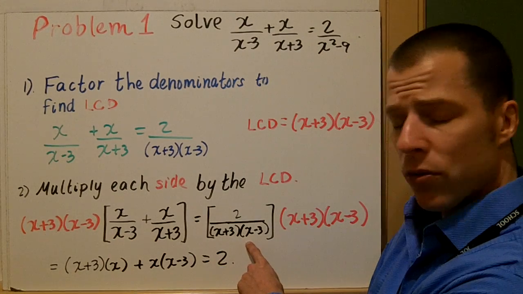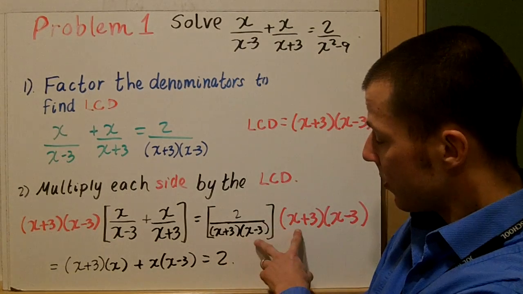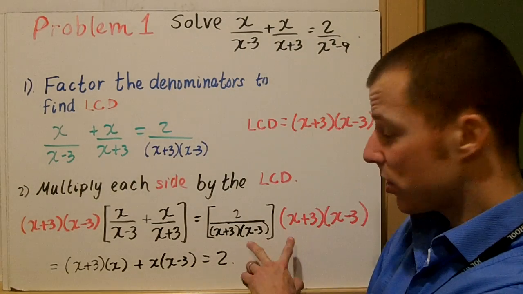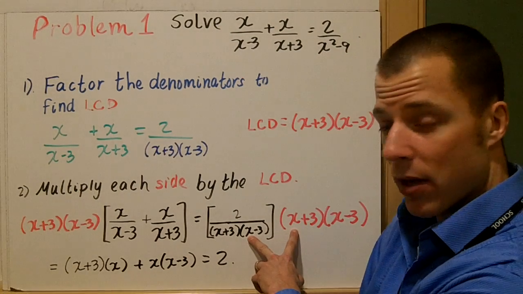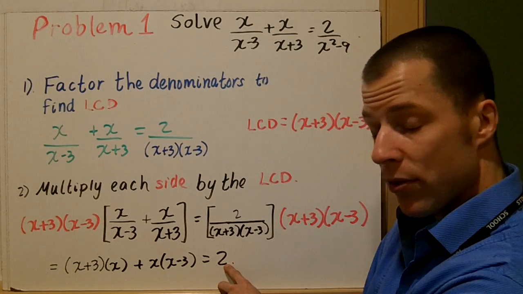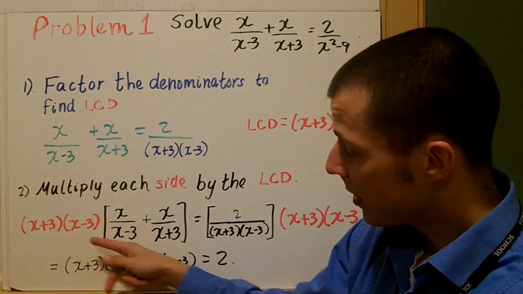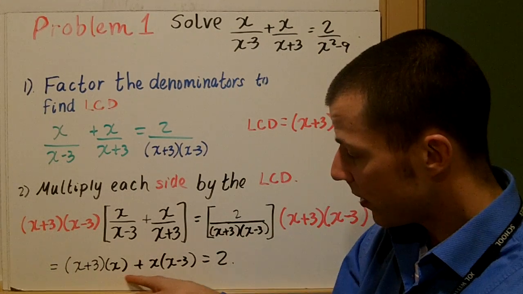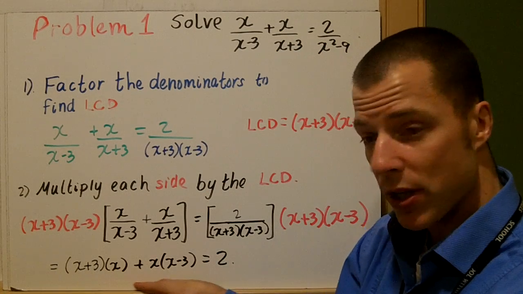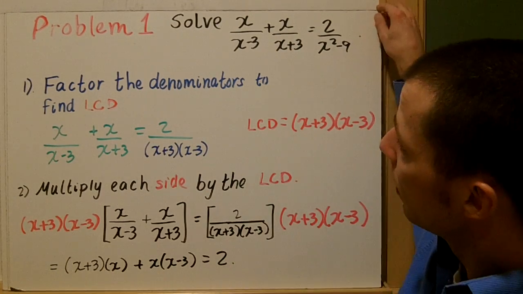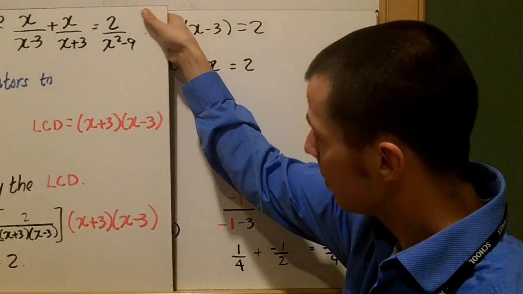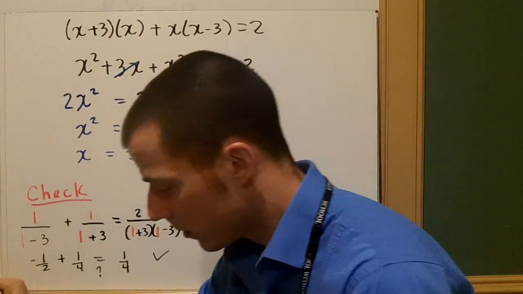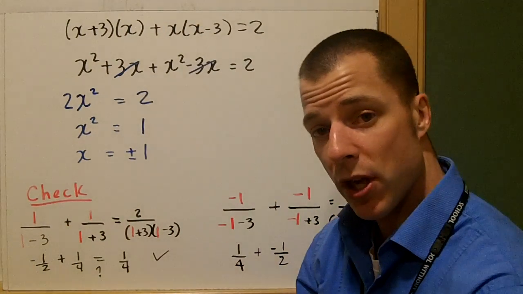Now, when you look on the right side, the denominators are the exact same, so they just become 1. They cancel each other out. And so you're just left with 2 here. So after we multiply each side by the LCD, we're just left with this equation here. Okay? We're not done, however, because we're solving for x.